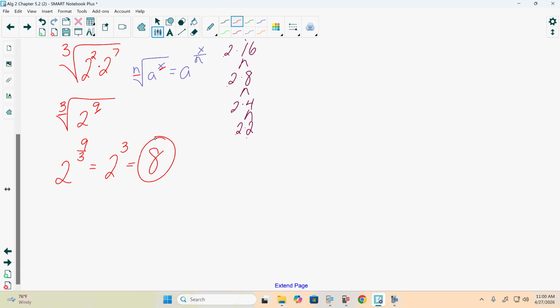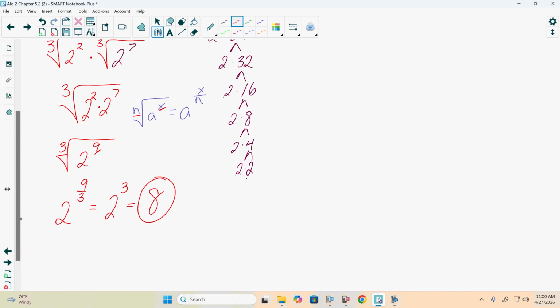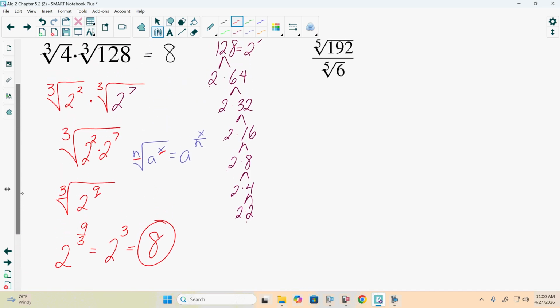We get there either way. And because it came out to a nice integer number, that's why the calculator did it nicely. But either way works. Questions on how we did this one here?